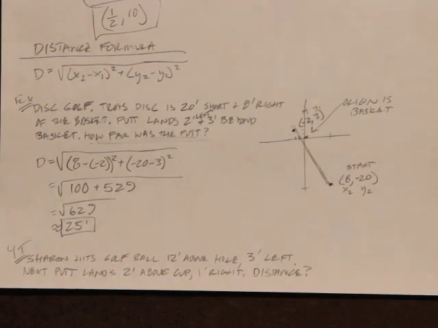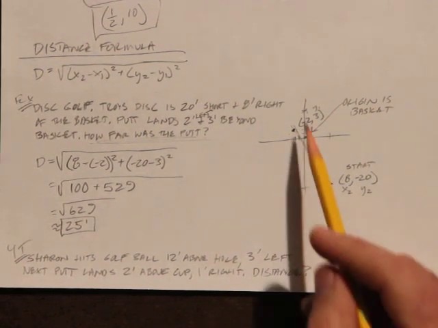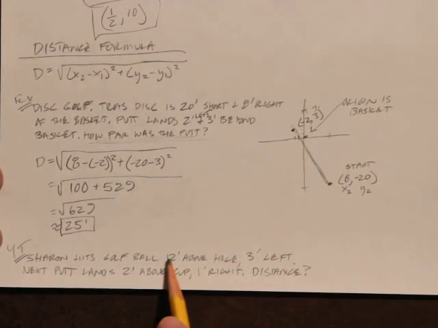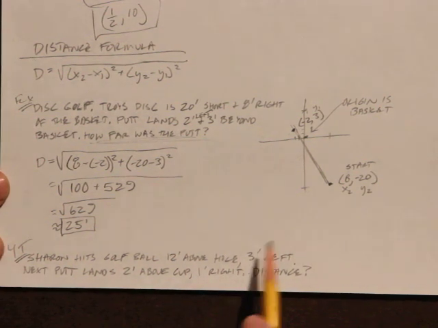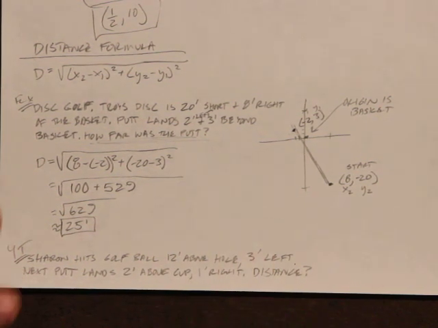All right, so follow this example up here. You might want to draw this. So 12 feet above, 3 feet to the left. So make your points, find your distance, and pause now.